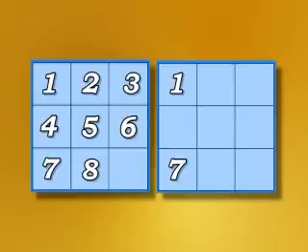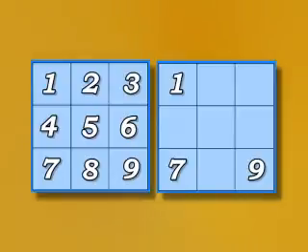Number 9. Now, where was number 9? Number 9 was there. Good. And how about number 2? Number 2, I think, was there. Am I right? Great. Have you realized anything about the 2 grids yet?